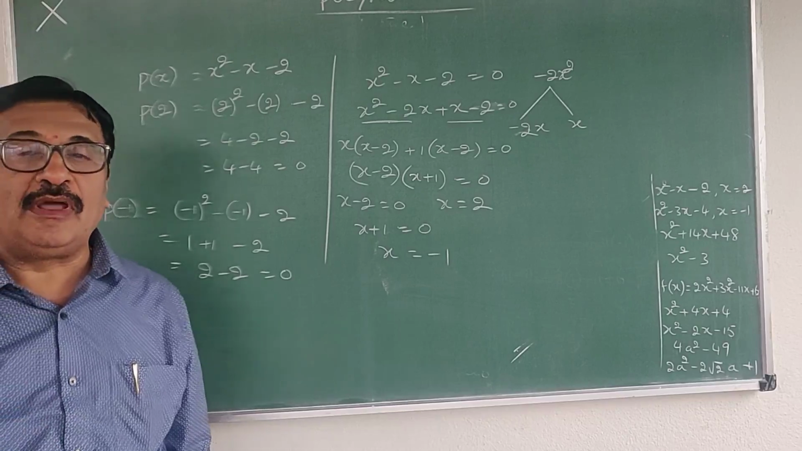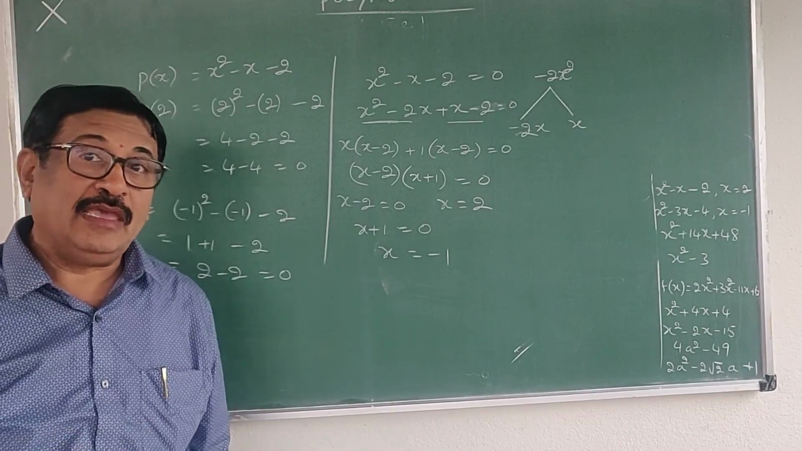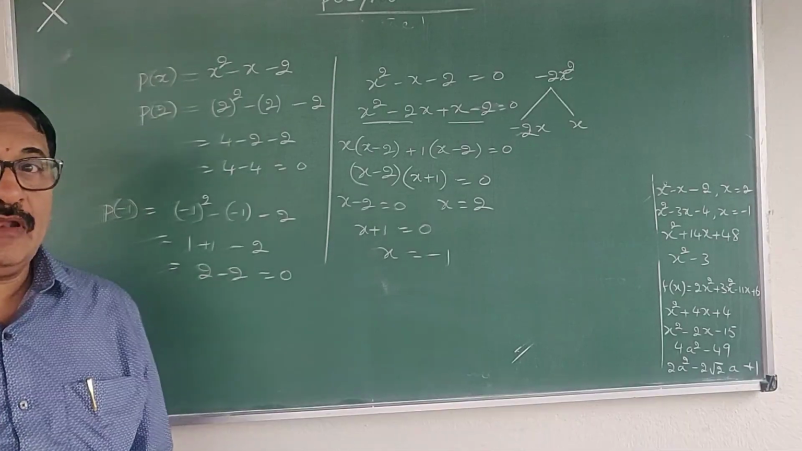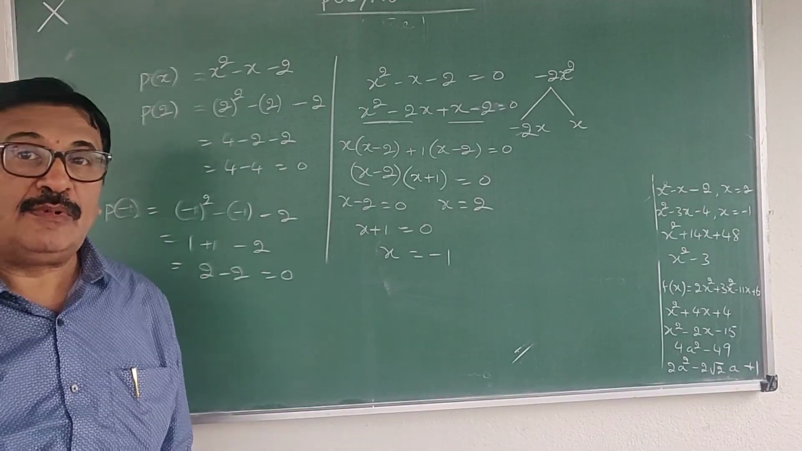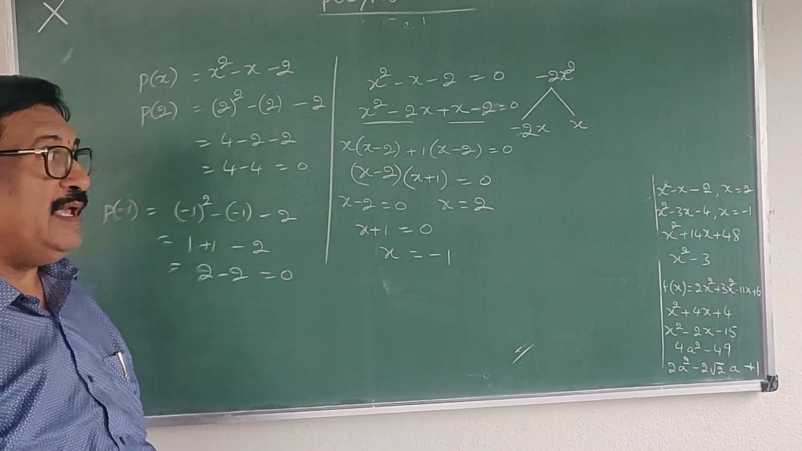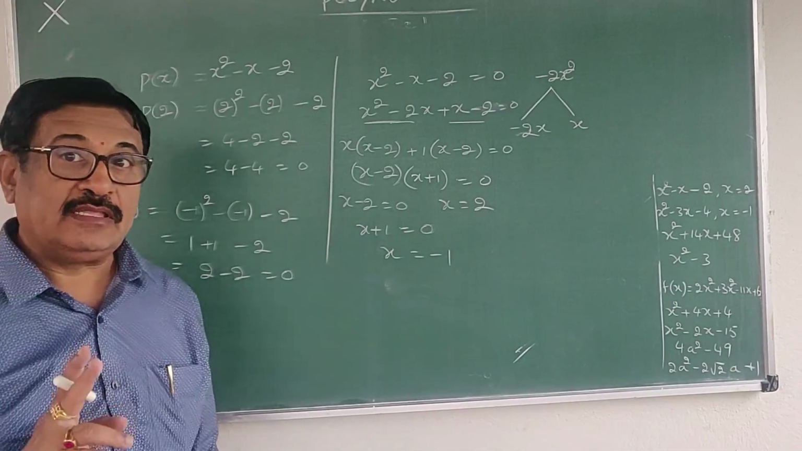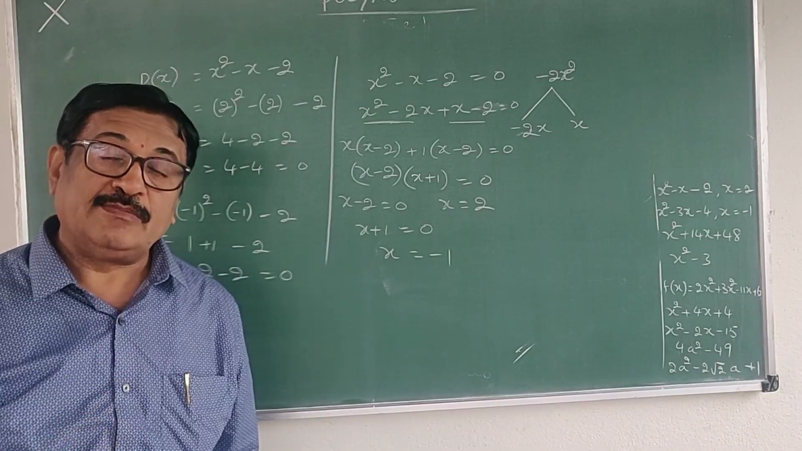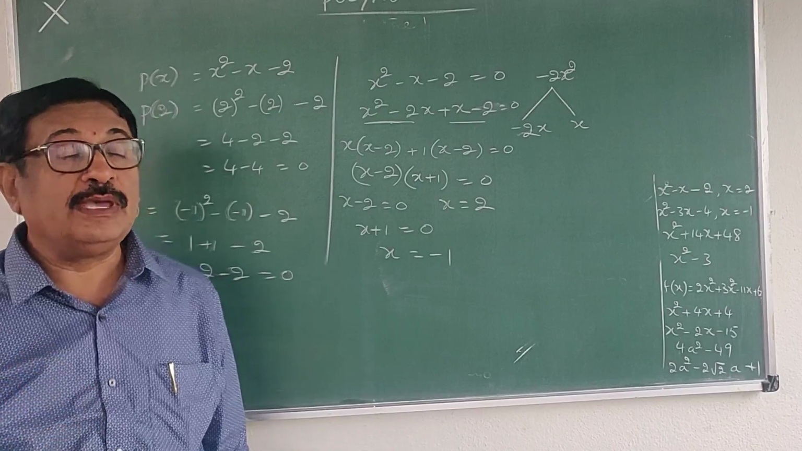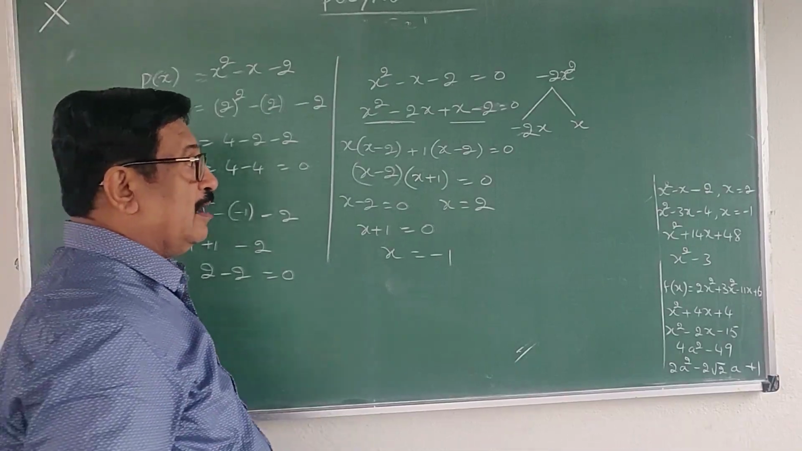If it is a linear polynomial, there can be a maximum of 1 zero. If it is a quadratic polynomial, there can be a maximum of 2 zeros. If it is a cubic polynomial, there can be a maximum of 3 zeros, and so on.